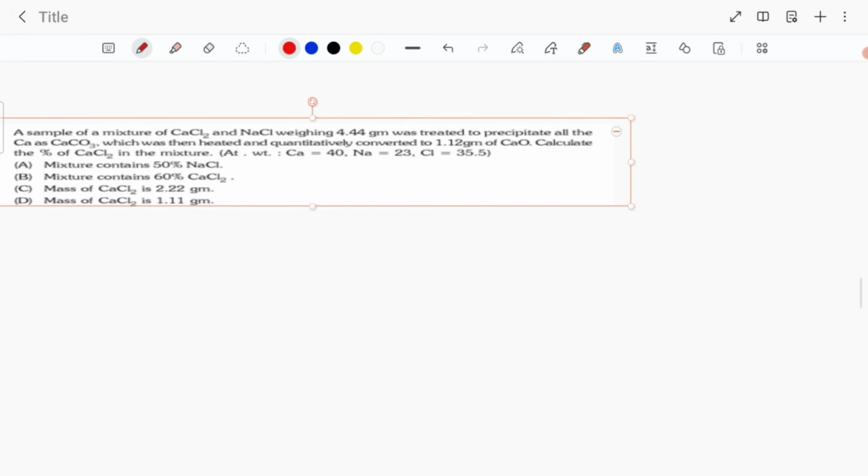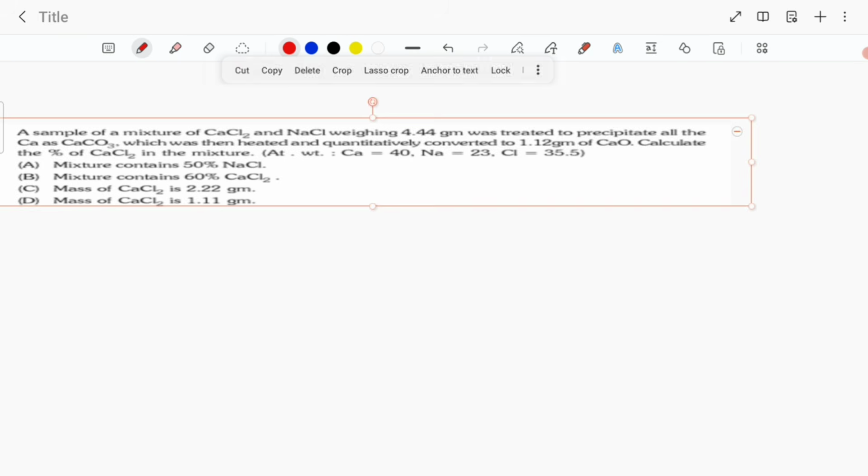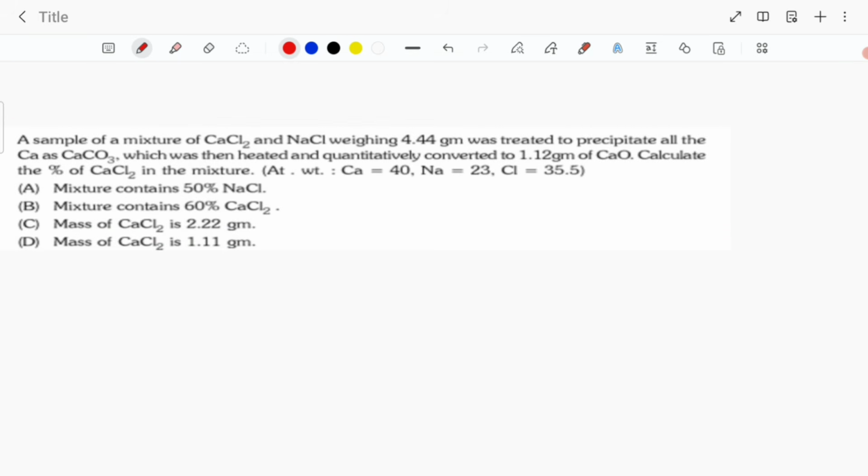A sample of a mixture of CaCl2 and NaCl weighing 4.44 grams was treated to precipitate all the calcium as CaCO3. So here it is a POAC-based question. If you did not see the POAC lecture, see the previous lecture, which is important. They mention all the calcium is converted into CaCO3.